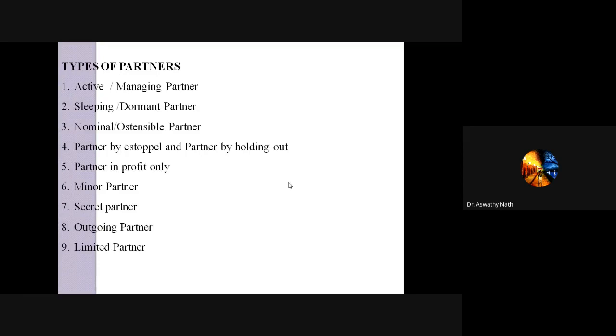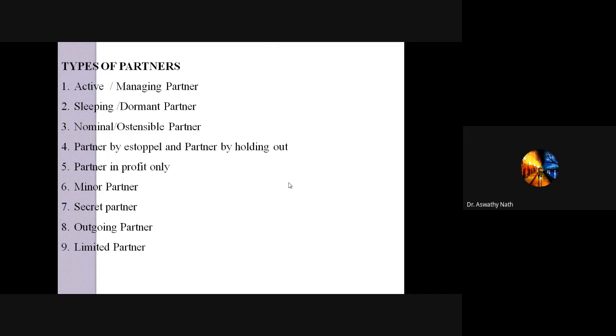And we can move on to what are the different types of partner. I think this is important for your objective type questions. The statement will be given and you have to identify which type of partner is that. Okay, so simple actually. So first one is active or managing partner.